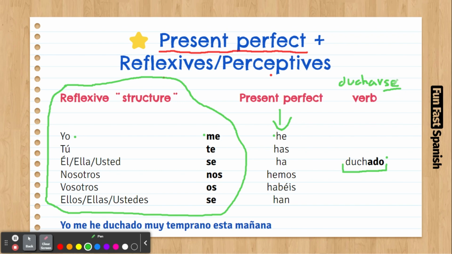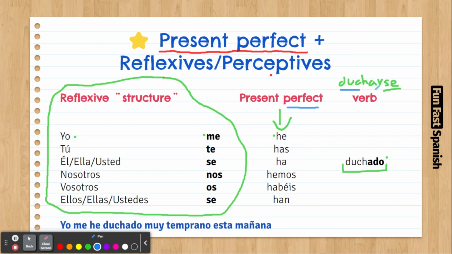So when you have these kind of verbs, ducharse, there were more: quedarse, remember, irse, comerse, quedarse, what else? There were many. Ponerse, levantarse, vestirse. All of these verbs are reflexive. So what we do is we just use the reflexive structure as usual. Then we add the present perfect, and then we conjugate the verb here. Remember that the conjugations for the verb are going to be for the perfect tense. So remember the ado, ido endings.